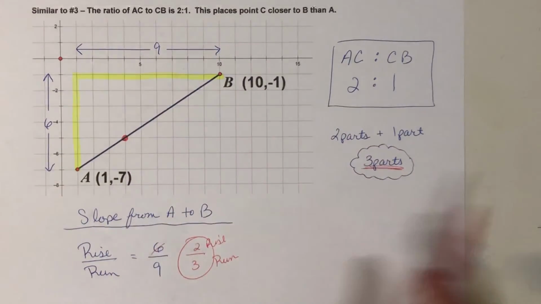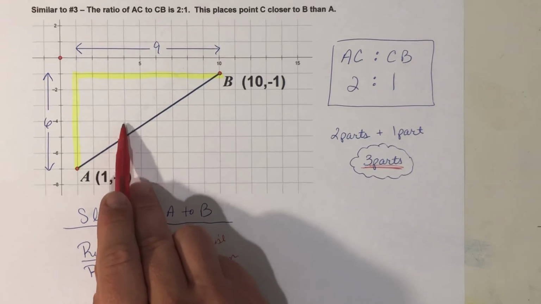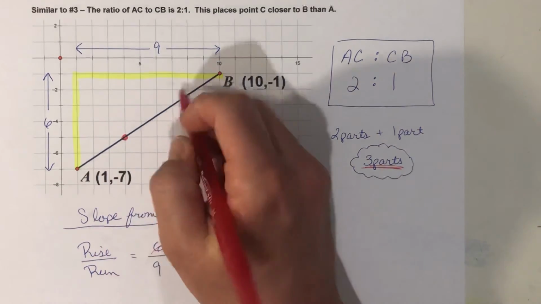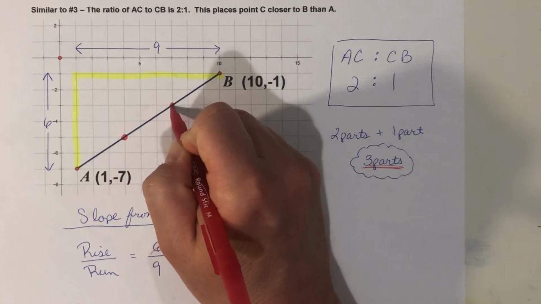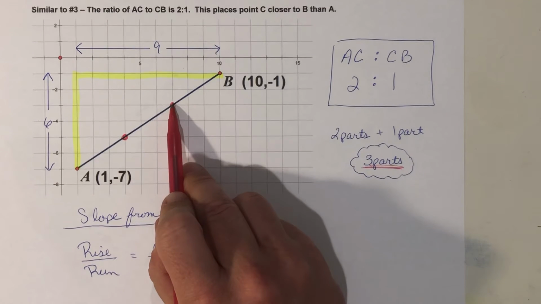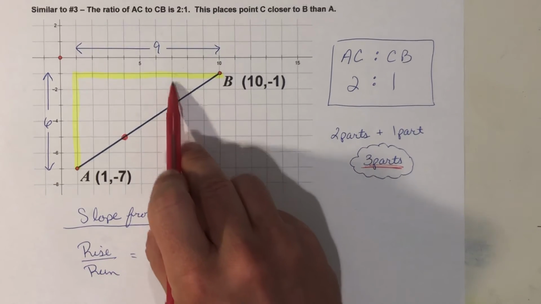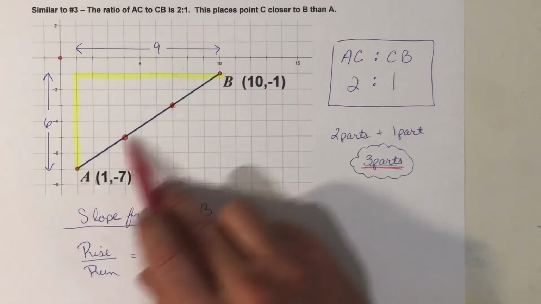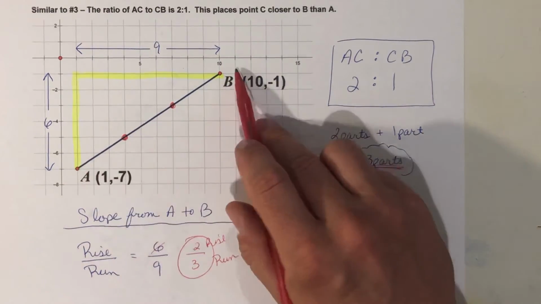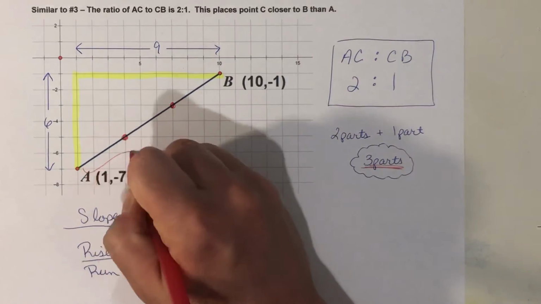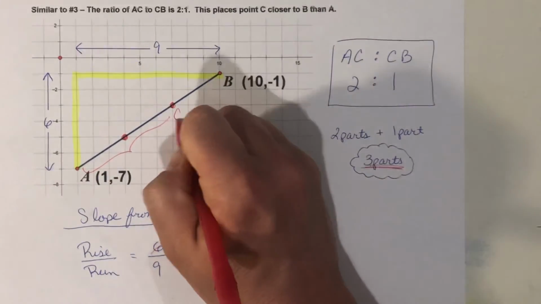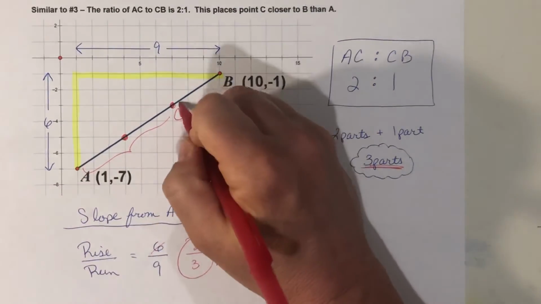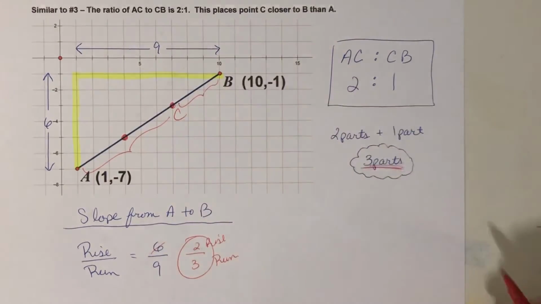Okay, now I'm going to duplicate that, right? From this new point, 1, 2, 1, 2, 3. So that's going to get me here. And just to check, by the time I'm done, I should still have another equal slope of up 2, right 3, and I do. Essentially, I've divided this up into 3 equal parts. 2 of those parts are from A to C. 1 of those parts is from C to B.